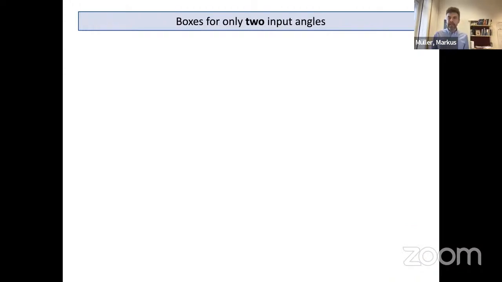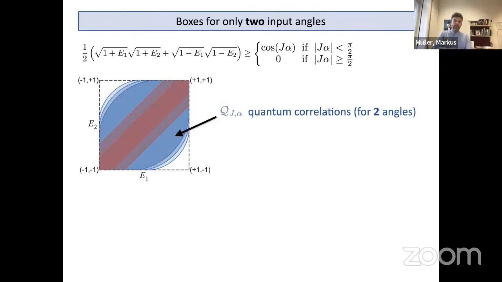Here in our setup, as I said, we're only interested in two angles. We either rotate not at all by zero, or we rotate by some fixed angle alpha. We've already seen what the quantum correlations look like here, like this blue curved set with the inequality that I've shown you. So again, this is really for the case where the angle is either zero or a fixed angle alpha.